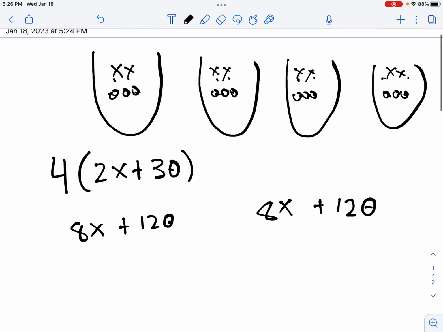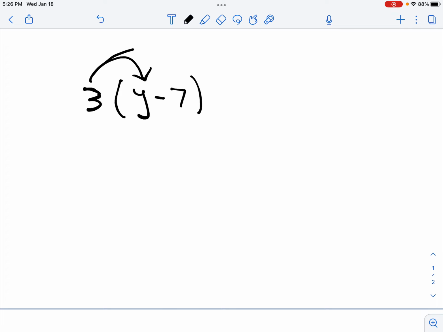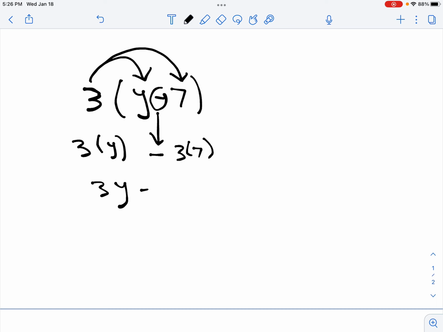Okay, so let's do another example here. What if I have 3 times (y minus 7)? Well, the 3 hits that term, and the 3 hits that term. So it's the same thing as 3 times y. The sign is going to come down here, and then 3 times 7. So 3 times y, we just write 3y. 7 times 3 is 21. So 3y minus 21. Okay, go ahead and give this one a try.